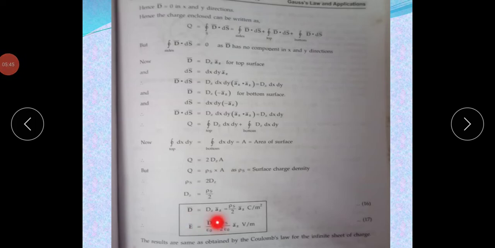These are the electric field intensity and electric flux density expressions. By using Gauss law in the general method, we already derived the electric field intensity due to a sheet of charge. Same derivation, same expression: E bar equals rho s by 2 epsilon into Az bar.